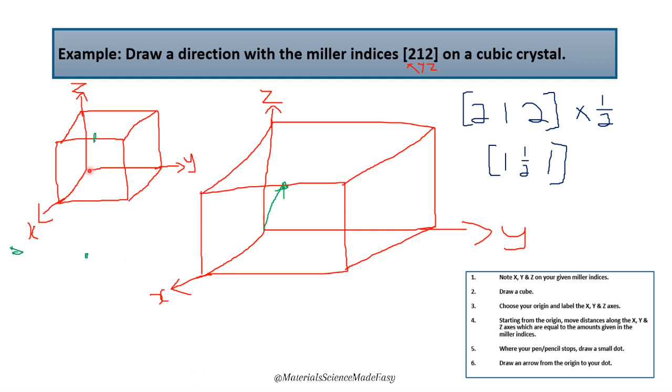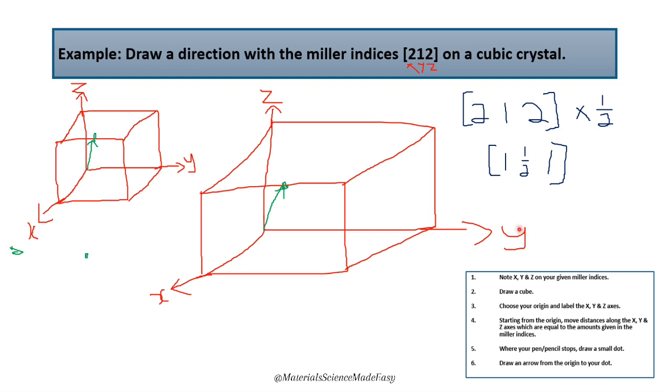And then from the origin, we'll draw a line and arrow to our dot. Let's do that. From the origin to our dot, draw an arrow. Exactly the same direction. This direction is exactly the same as this direction. It's just that this one was harder to draw because we had to go outside the unit cell. But this one remained inside the unit cell, so it was easier.